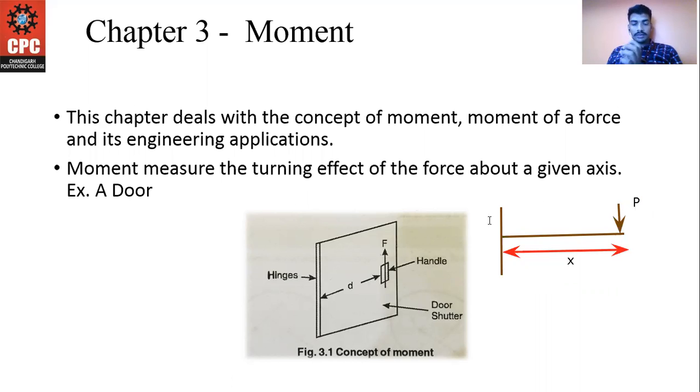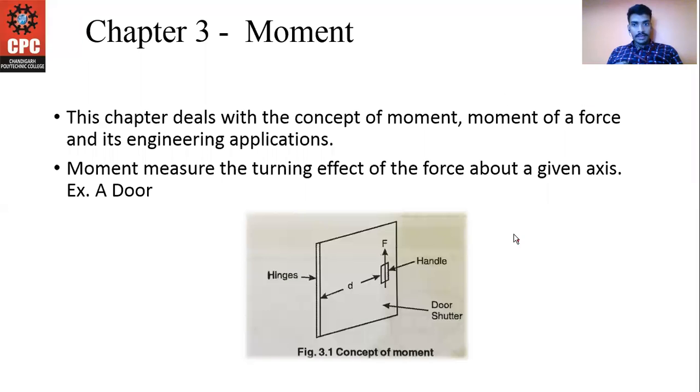Now, what I have told you: the applied force multiplied with the perpendicular distance. So M is equal to P into X. P into X means this force into the perpendicular distance. I hope it is clear what moment is, as I have given you this example of a door.